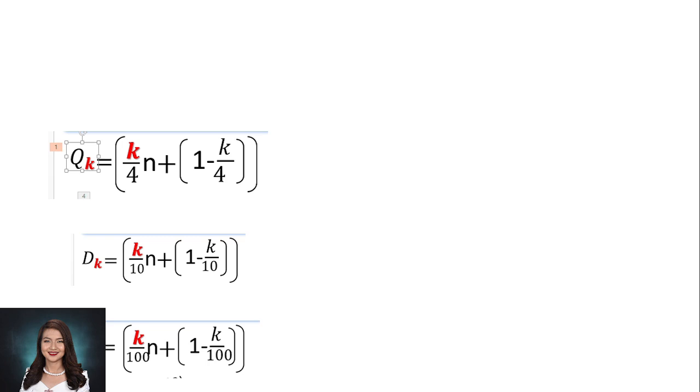They have the K, which represents the nth quantile, and the N. They just differ in the denominator. In quartile, the denominator is 4 because quartile divides the distribution into 4 equal parts. While in decile, the denominator is 10 because deciles divide the distribution into 10 equal parts. And in percentile, the denominator is 100 because percentile divides a distribution into 100 equal parts.